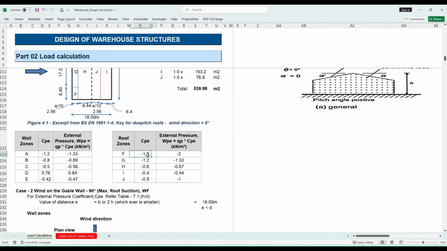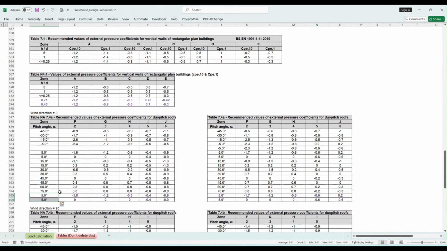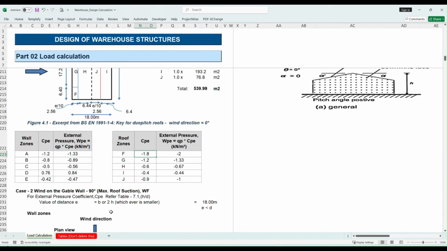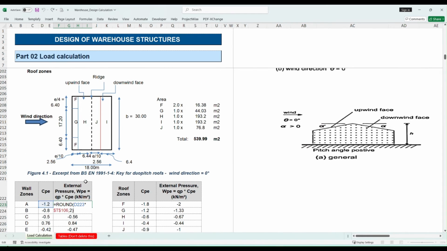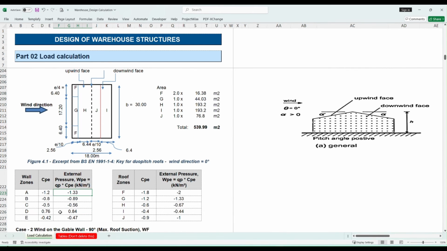These are directly generated, and similarly for roof cladding this is also extracted from this table according to the 5 degree slope. So this external pressure is directly calculated from this, 1.2 into 1.11 gives kilonewton per square meter. This is simply the multiplication of CPE into QP.